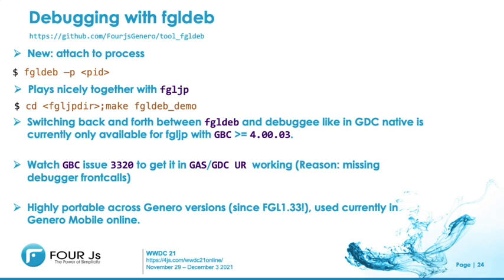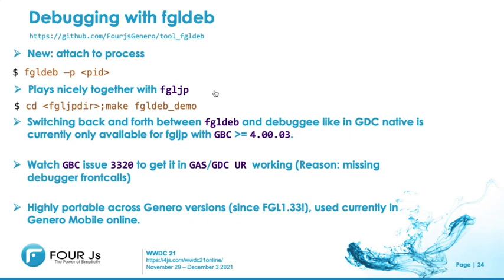FGL-deb is a tool already available since a long time, and I introduced that in my 2018 talk. I want to show in this talk a new feature, which is the -p flag to attach to a running process. This is very handy if you have a program running via GAS, for example, and you simply want to attach to this process by handing over the PID to the -p flag. And it plays nicely together with the new FGL-JP tool. Of course, you can run also FGL-deb with the GDC.